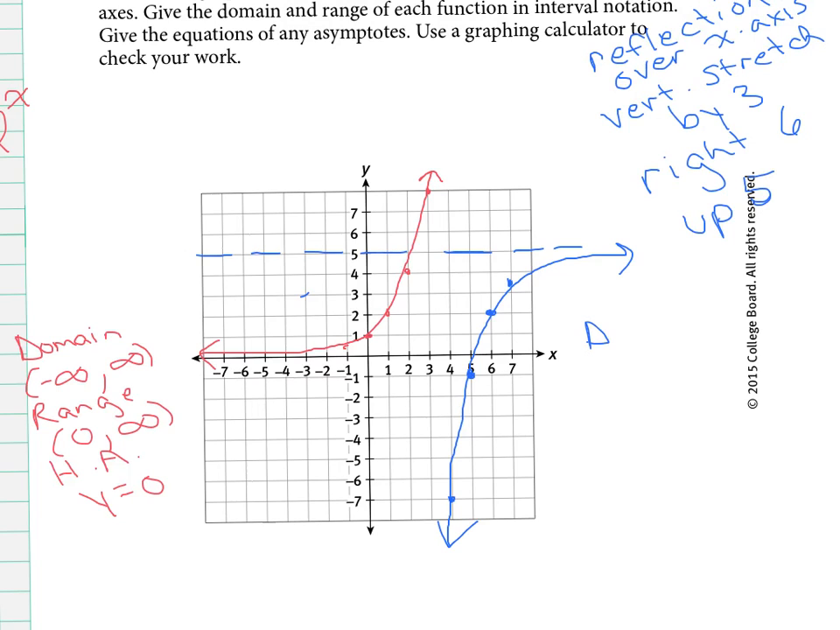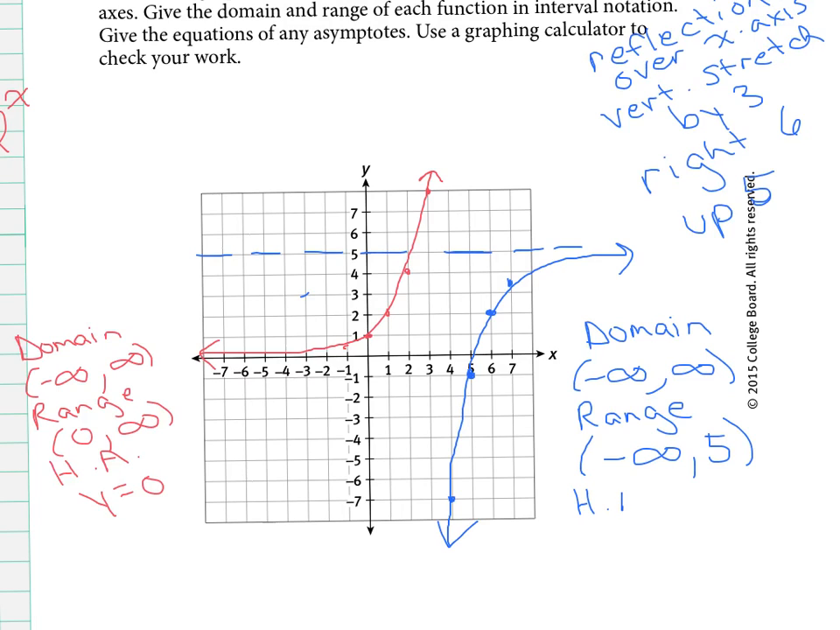The domain. Well, the domain is still all real numbers. The range has definitely changed. Our boundary is 5, but we're below it, so it's everything less than 5. That means negative infinity to 5. The horizontal asymptote is that boundary line, y equals 5.